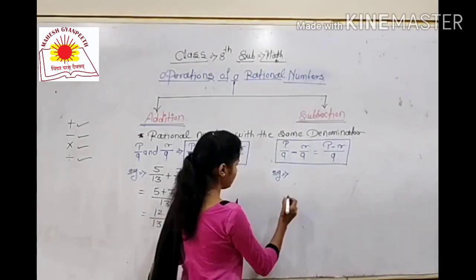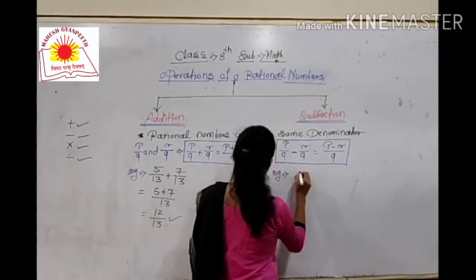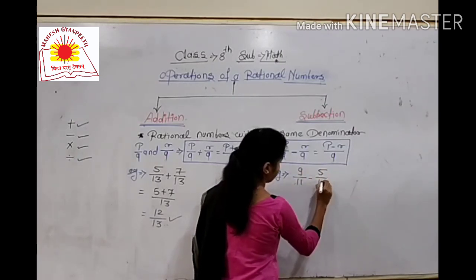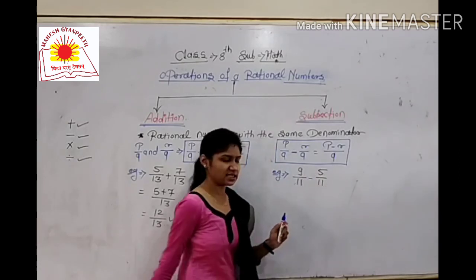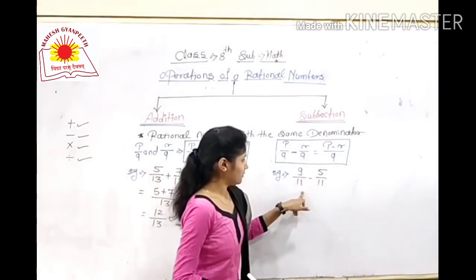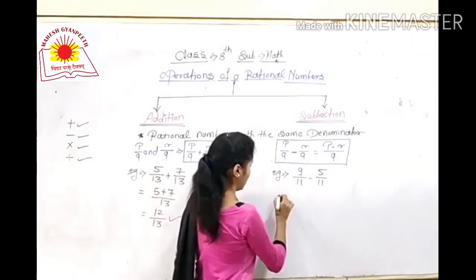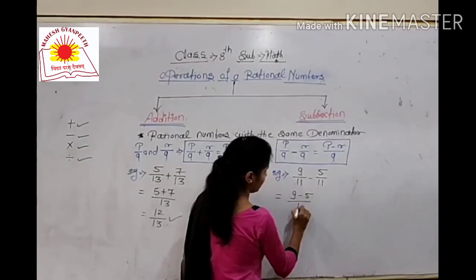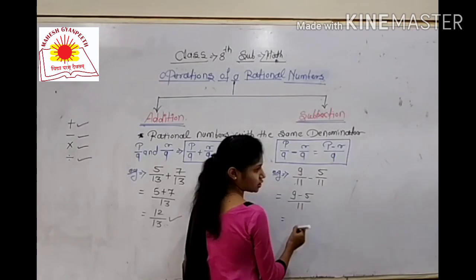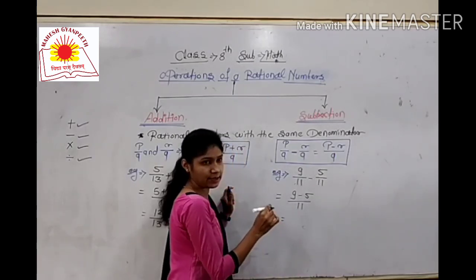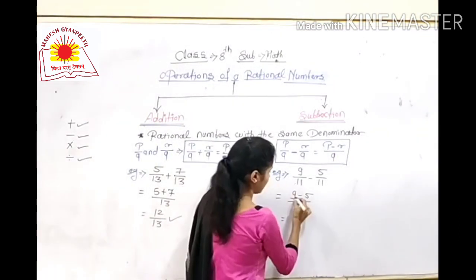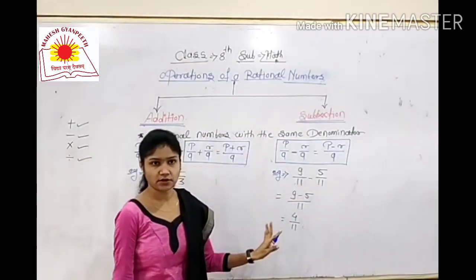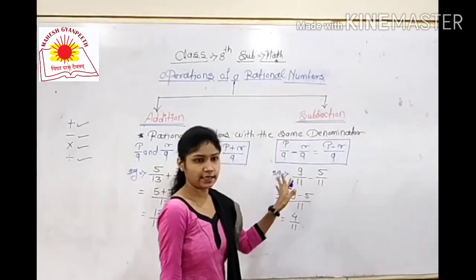For example, 9 upon 11 minus 5 upon 11. How do we subtract? 9 minus 5, subtracting the numerators directly, since the denominators are the same. 9 minus 5 is 4 upon 11. This is how we subtract rational numbers with the same denominator.